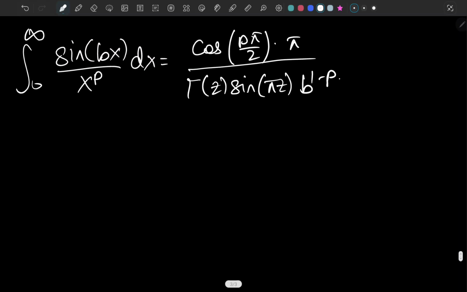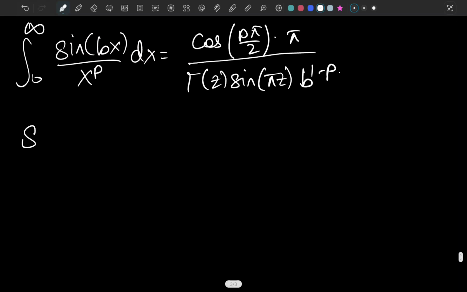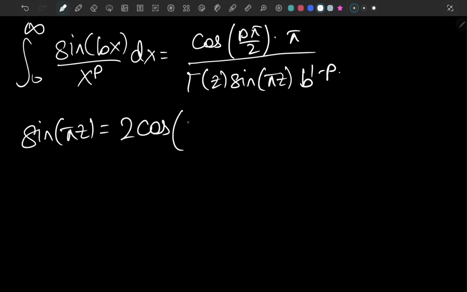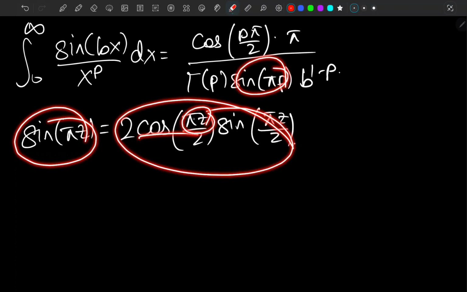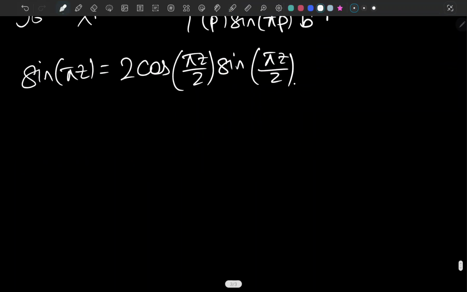Now let's do some more simplifications here. We can write sine pi z as 2 cosine pi z over 2. Oh, I think I should have, it's pi p, and it's gamma of z actually. I'm sorry, gamma of p. Yeah, it's good. And it's sine of pi z over 2, right? So we can write this as 2 times cosine of pi p over 2 times sine of pi p over 2.